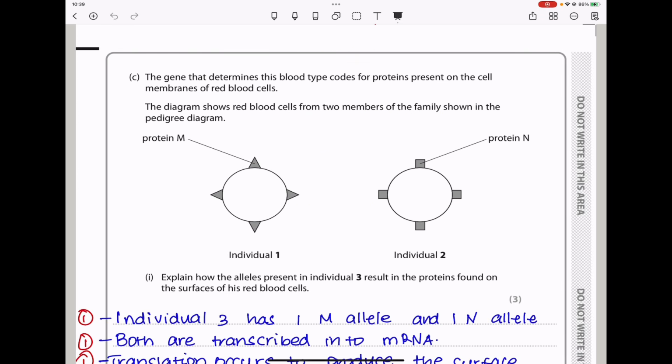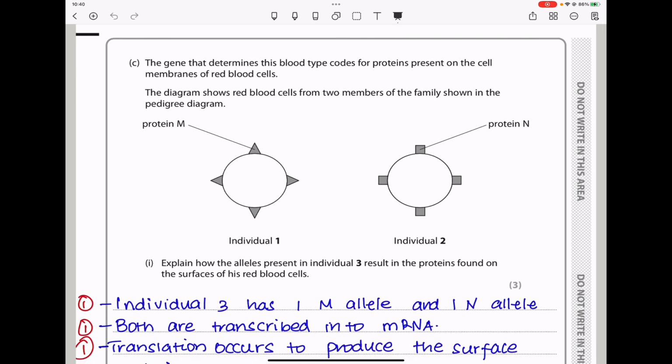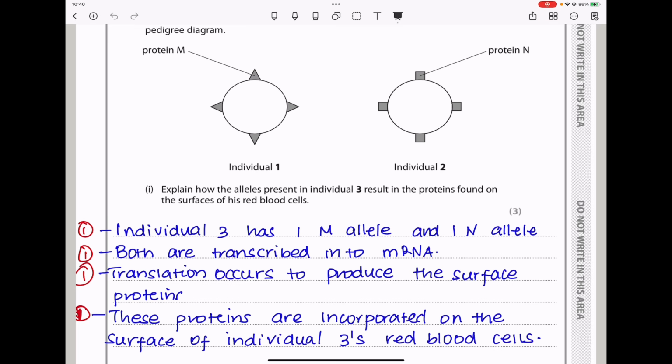So moving on. The gene that determines this blood type codes for proteins present on the cell membranes of red blood cells. The diagram shows red blood cells from 2 members of the family shown in the pedigree diagram. So we have protein M as well as protein N. This is individual 1 and that is individual 2. Explain how the alleles present in individual 3 result in the proteins found on the surface of his red blood cells.